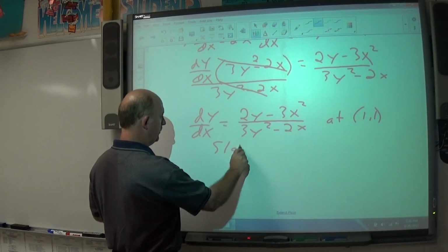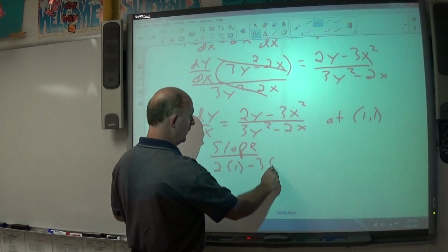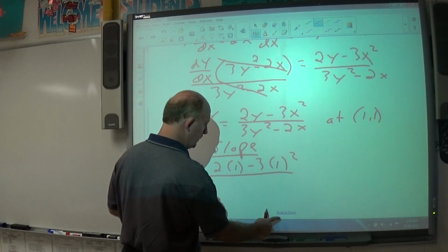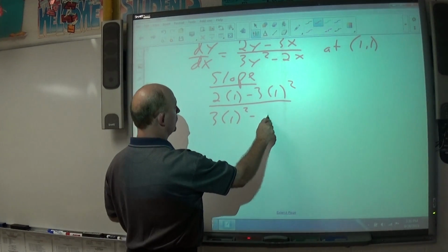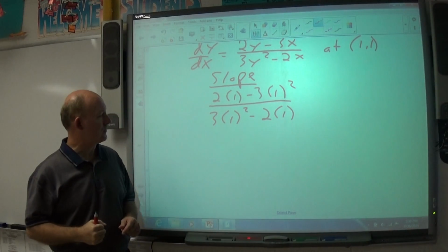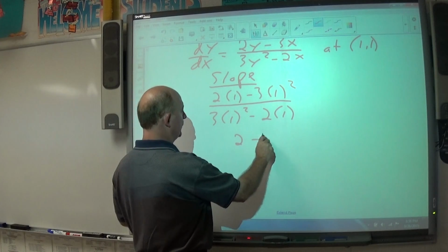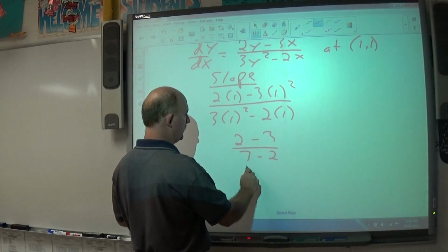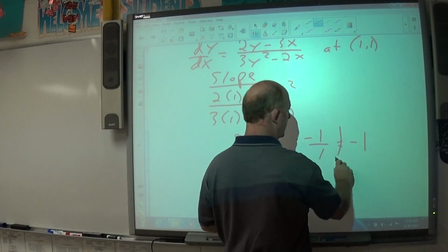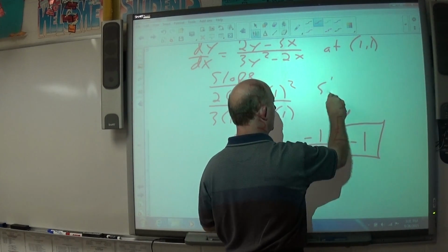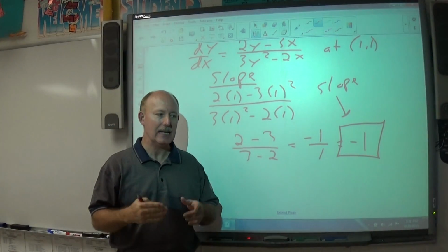And so our slope should be 2 times 1 minus 3 times 1 squared, divided by 3 times 1 squared minus 2 times 1. So this expression right here should give us our slope. As we simplify, this will be 2 minus 3 over 3 minus 2, which is negative 1 divided by 1, which is negative 1. So this is our slope. The slope at the point (1, 1), that is, the slope of our tangent line, is negative 1.